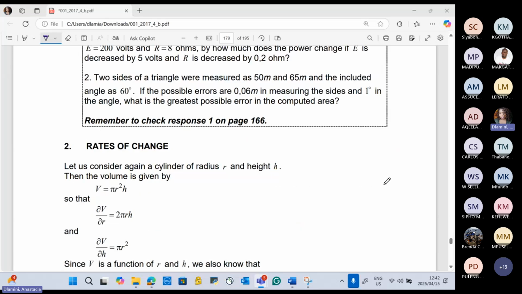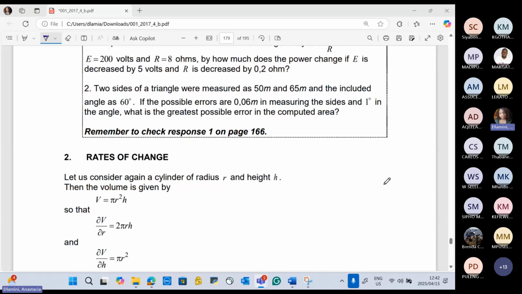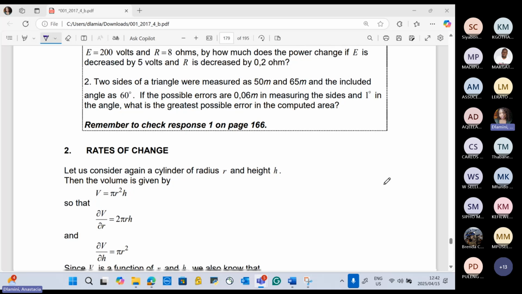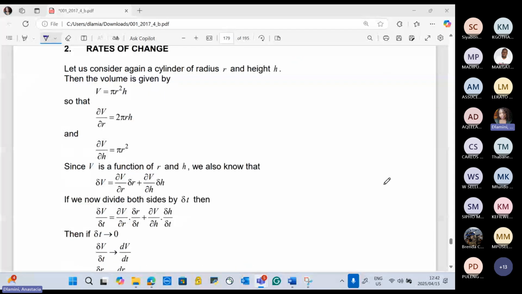So let's go. They say the rate of change. Let us consider again the cylinder of radius r and height h. Then the volume is given by this. When we take the partial derivative of volume with respect to r, we get 2 pi rh. And when we take the derivative of the volume with respect to h, we get pi r squared. Now, since v is a function of r and h, we also know the small change of v is given by that formula.